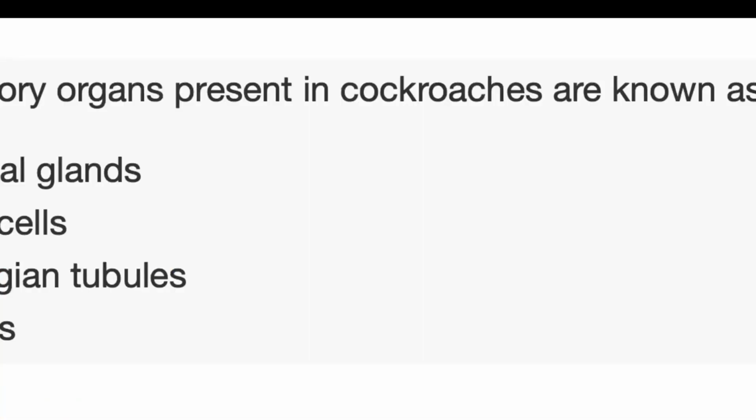Question number 6. The excretory organs present in cockroaches are known as dash. Option A, antennal glands. Option B, flame cells. Option C, Malpighian tubules. Option D, kidneys.